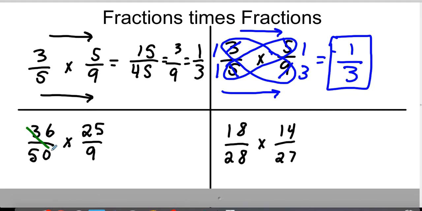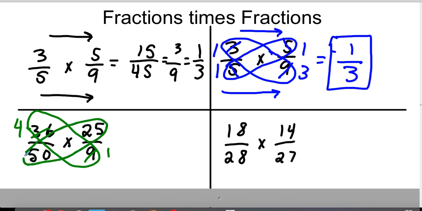Now I'm going to cross-cancel over here, and I can see that 36 and 9 share a common factor of 9. 9 divided by 9 is 1. 36 divided by 9 is 4. And I'm going to do this once more over here with 25 and 50. Now some people might say that there's a common factor of 5, but if you look closely, there's actually a larger common factor of 25. 25 divided by 25 is 1. 50 divided by 25 is 2. So now I'm just multiplying 4 by 1, which is 4, and 2 by 1, which is going to give me 2. And I can see even here that I can reduce this further to just say that 4 divided by 2 is 2.